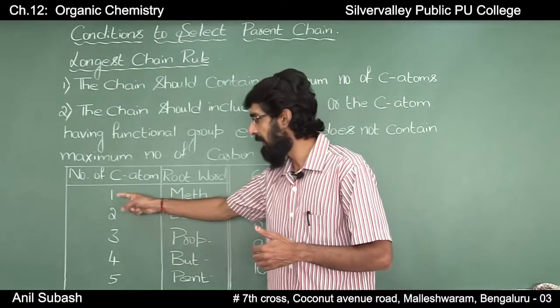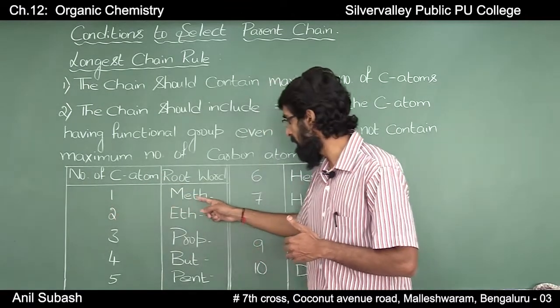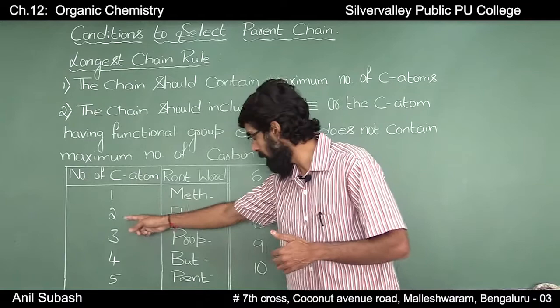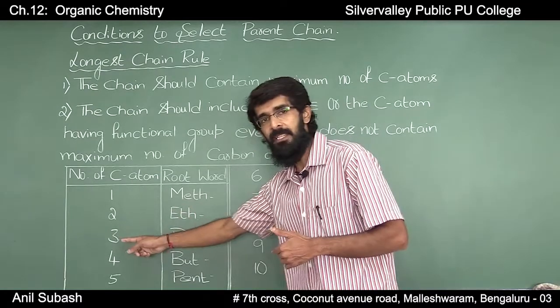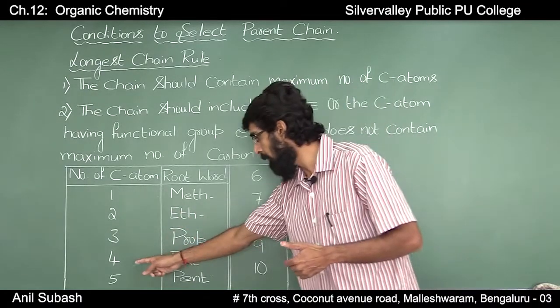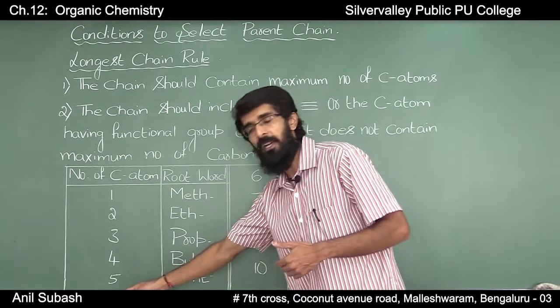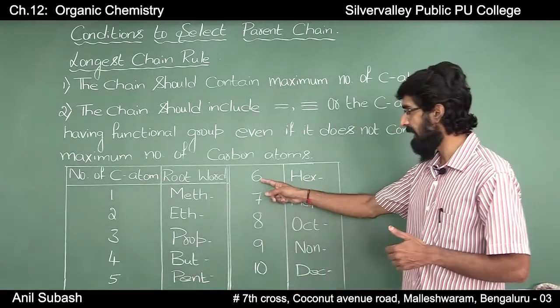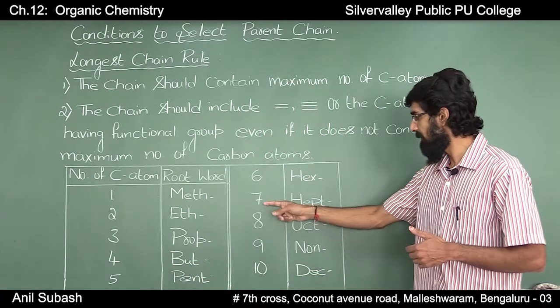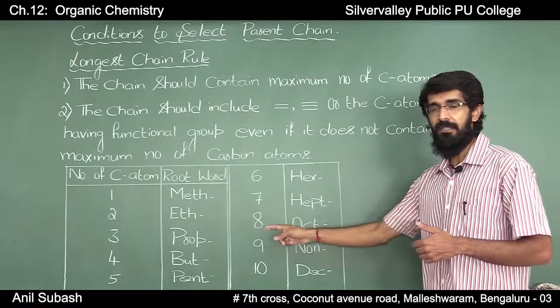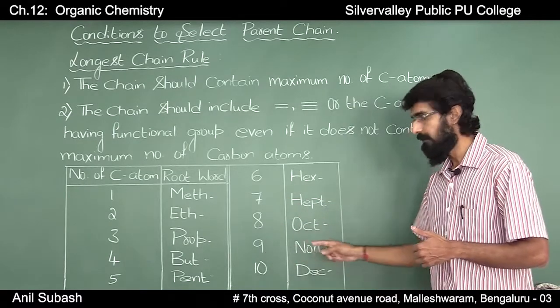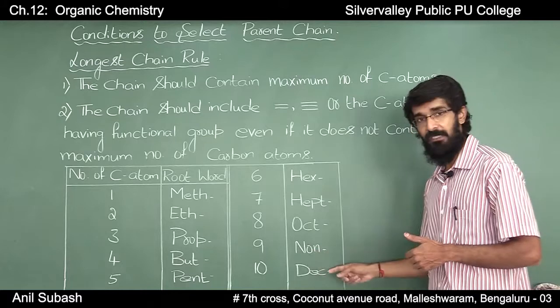If the number of carbon atoms is 1, the root word is meth. 2, eth. 3, prop. 4, but. 5, pent. 6, hex. 7, hept. 8, oct. 9, non. 10, dec.